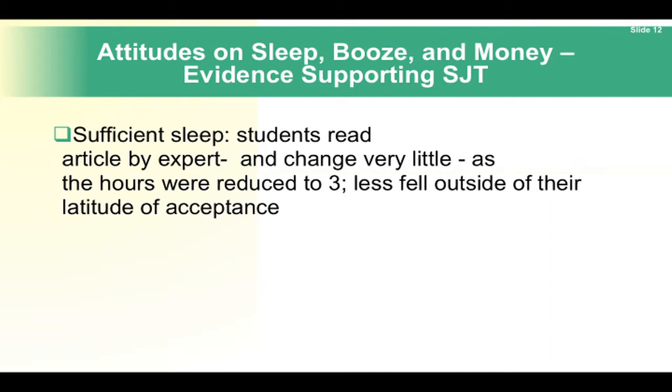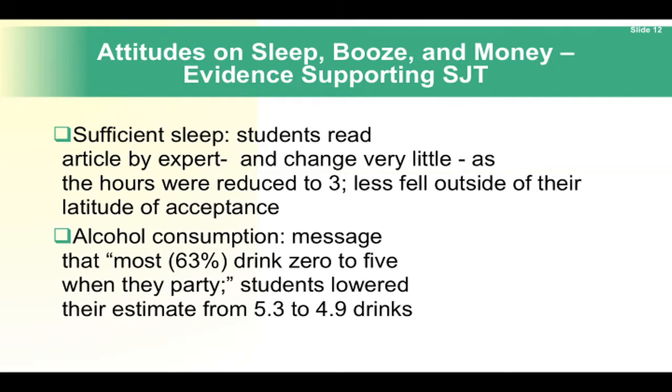In a study on sufficient sleep, students read an article by an expert, and the change was very small. As the hours were reduced to 3, less fell outside of their latitude of acceptance. In the alcohol consumption study, the message that most, in other words, 63%, drank 0 to 5 when they partied, students lowered their estimate from 5.3 to 4.9 drinks. So there was a measurable effect lowering alcohol consumption.